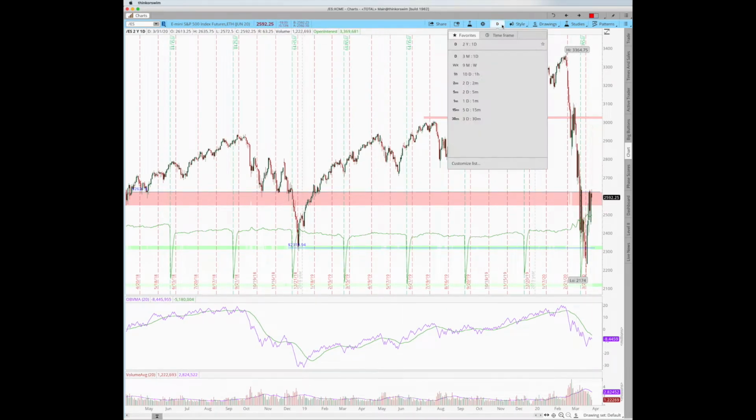Now that we've done that, let's go look at a tighter time frame. Let's take it down to intraday. Let's see. Intraday, let's go 20 days. And let's go to a 4-hour.